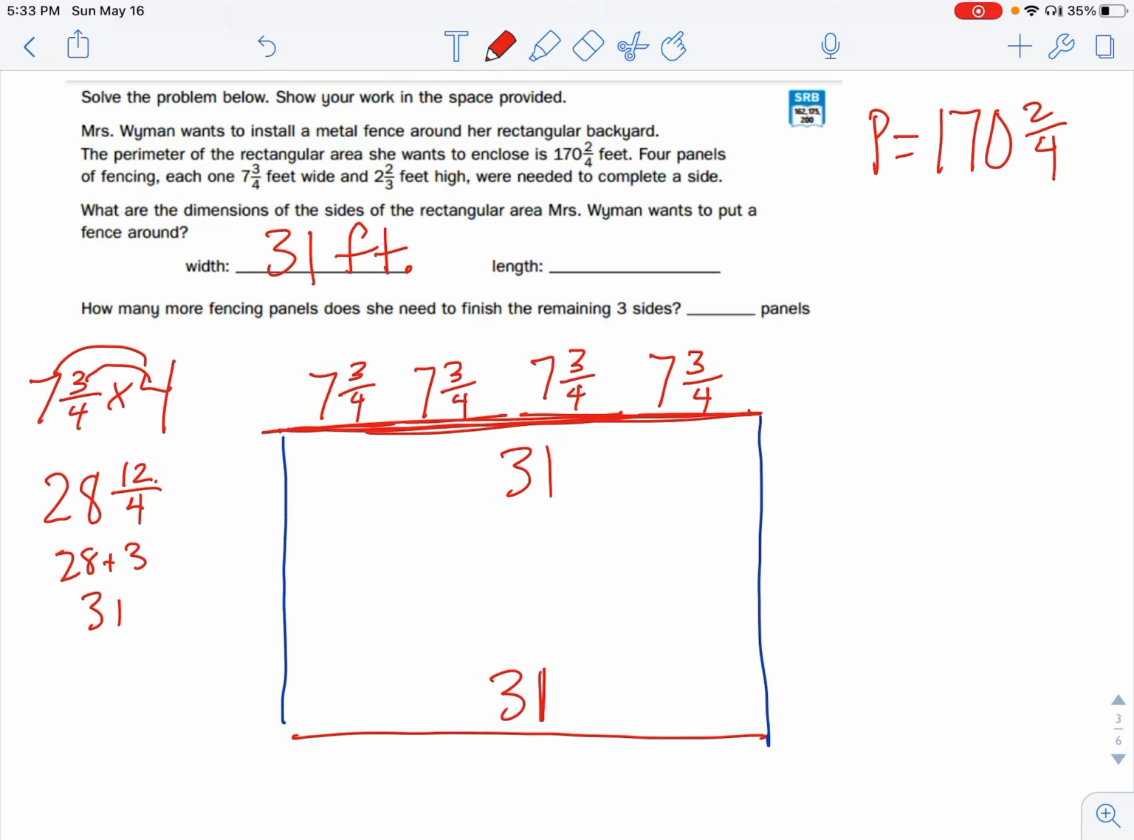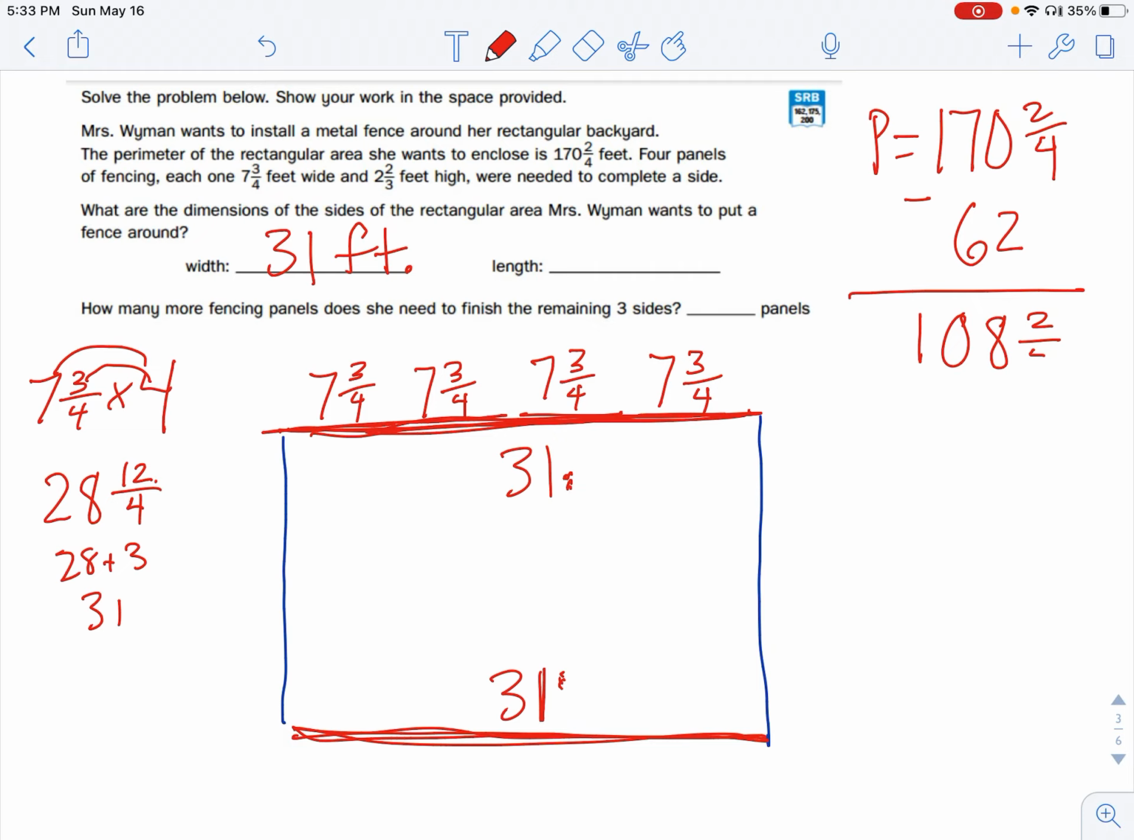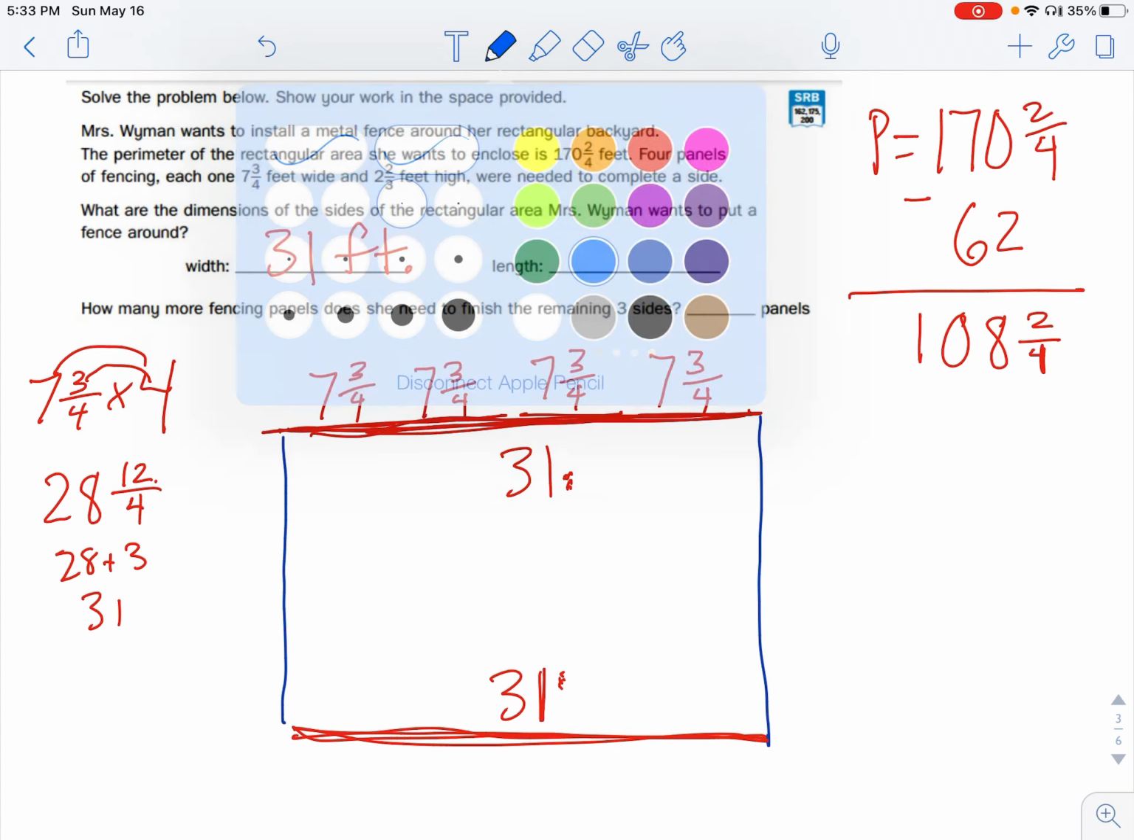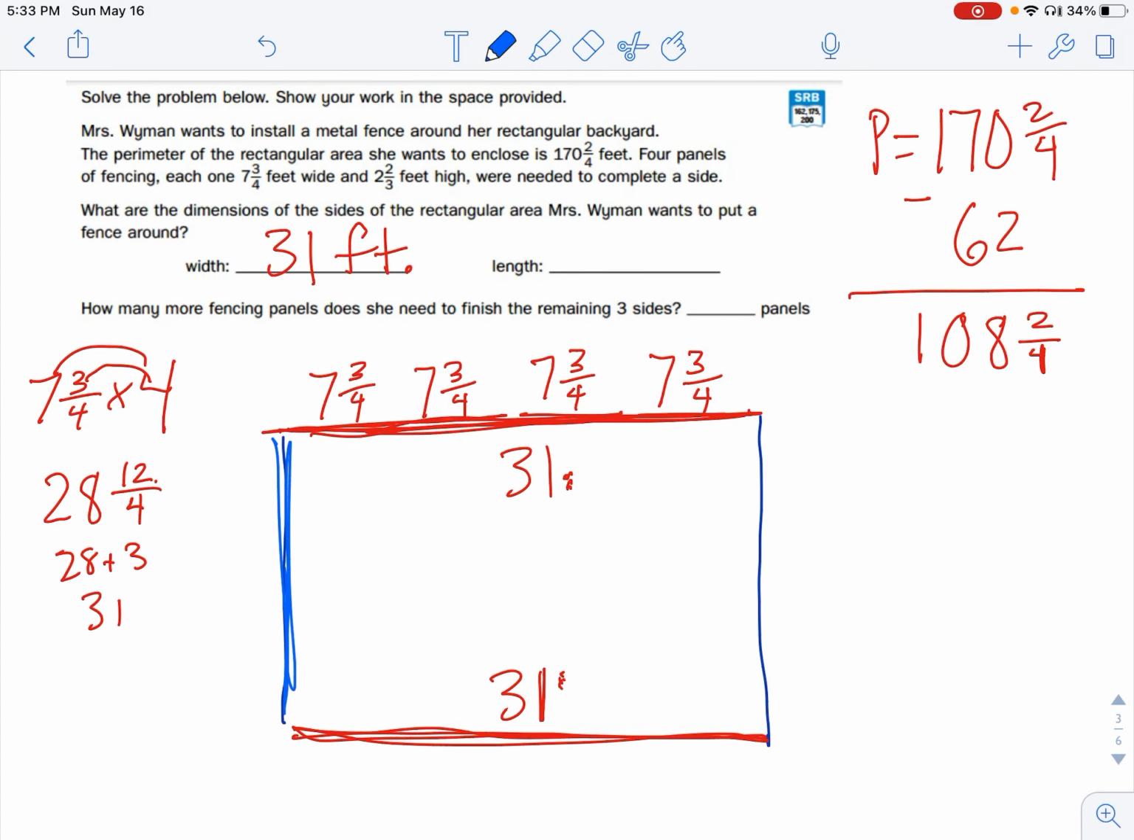So if I'm thinking about the perimeter is the total distance around, and so far 2 of the side lengths are each 31. Well, that already takes care of 62 feet of the perimeter. So I'm going to go ahead and take that away from my total perimeter. And I know that 170 minus 62 is 108. And then the 2/4 remains too. So now that's telling me that these 2 blue sides together have to add up to 108 2/4.